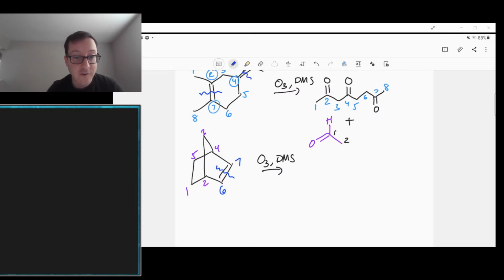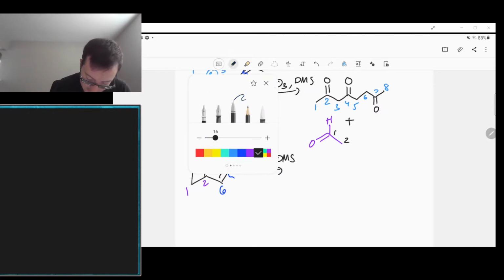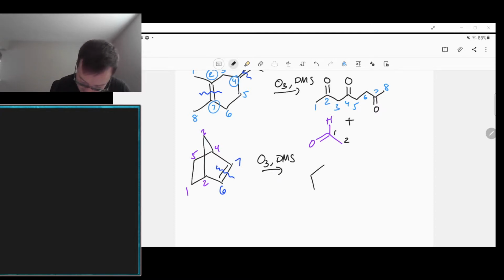So the ring from 1 to 5 is not being broken. That ring is staying here. But the second ring of this bicyclic system is being broken. So we're breaking the ring that's 2, 3, 4, 7, 6. That ring is being broken. So we're going from a bicyclic to now a single cyclic. So we're going to have 5 carbons in a ring. 1, 2, 3, 4, 5.